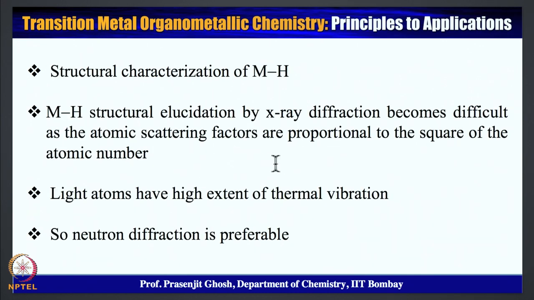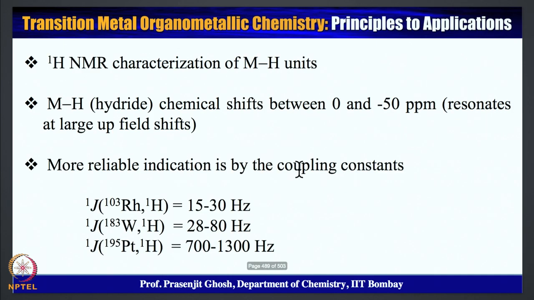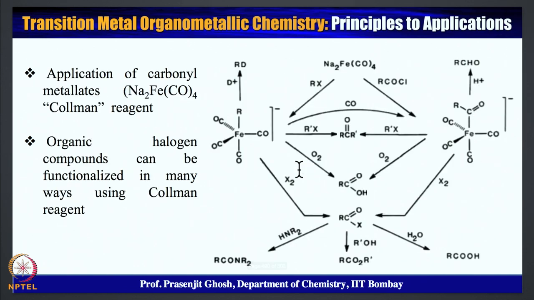We have seen how the characterization of the metal hydride moiety is achieved using X-ray diffraction as well as neutron diffraction, and coupling constants by NMR. With regard to utility of carbonyl metalates, we have looked into the Collman reagent, similar to the Tebbe reagent that we had seen, where a large number of organic compounds were formed from these iron carbonyl metalates.